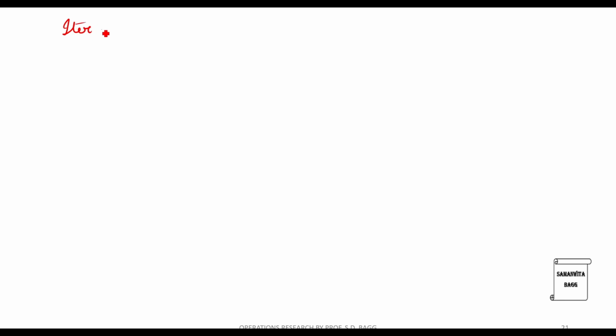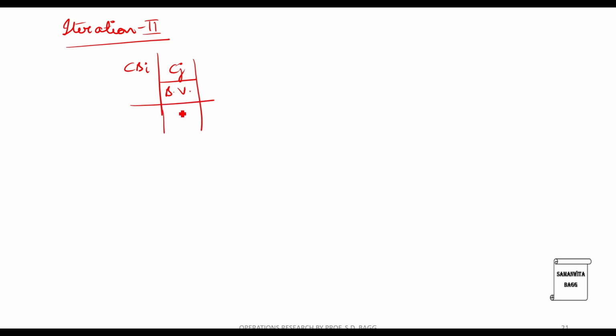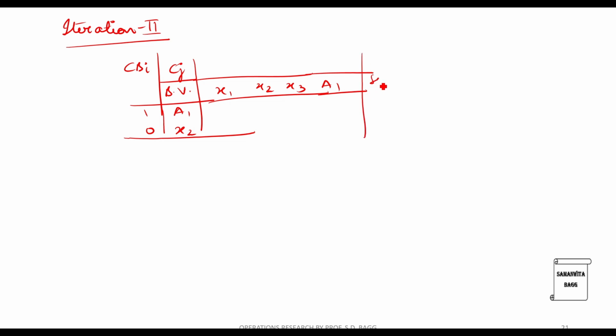So we'll go for iteration 2. So this will be a1 and this will now be x2. This is 1 and 0. Here you have x1, x2, x3, a1 and here you have solution. These are 0, 0, 0 and 1 in the equation of w.